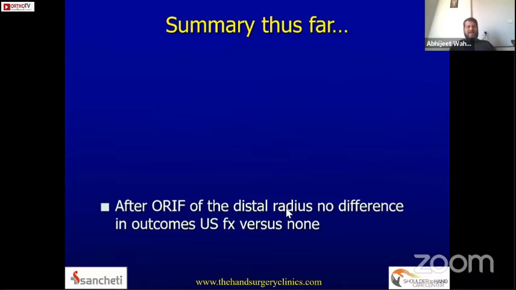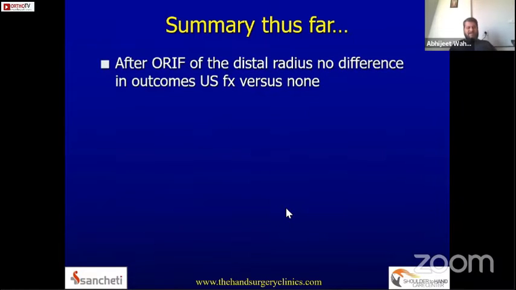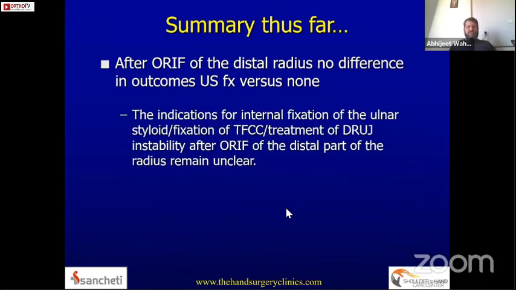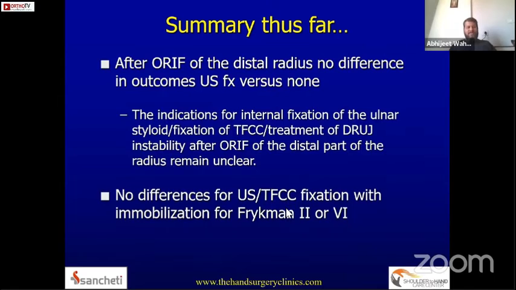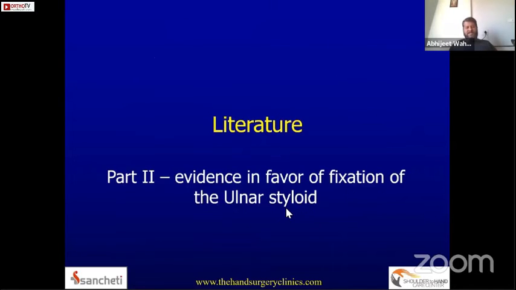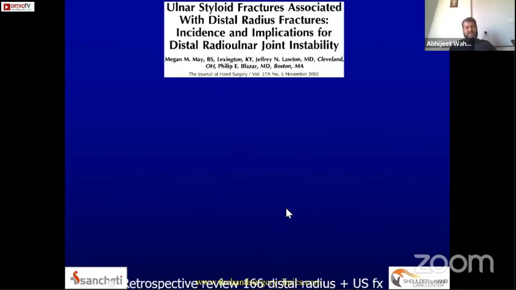So the summary thus far has been that after ORIF of the distal radius, there is no difference in outcomes when you compare ulnar styloid fractures versus those who have no fractures, and there is no difference when TFCC fixation and immobilization has been done for Palmer type 2 and 6. Let us look at a couple of studies that prove otherwise, which are in favor of fixation of the ulnar styloid process.